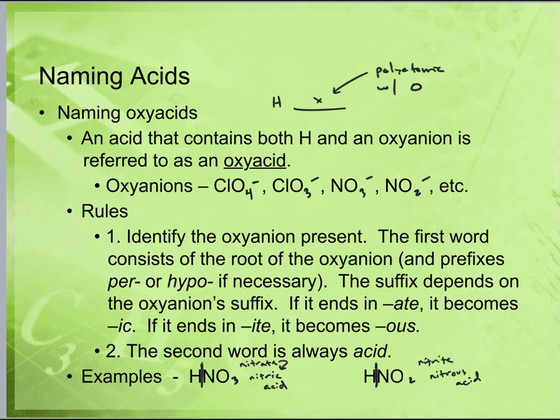All right. An example of where we would use these per or hypo. So for instance, looking right here, this HClO4.